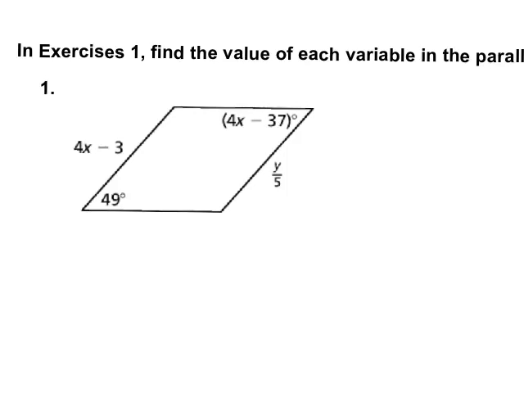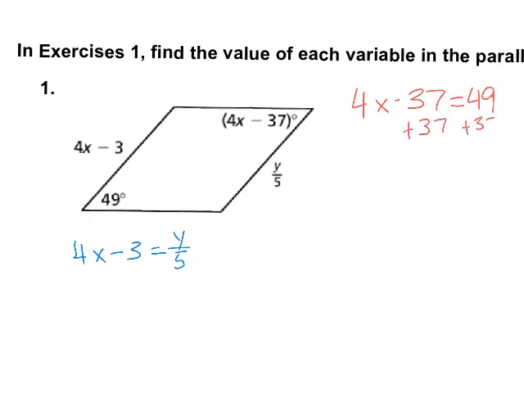Okay, so what 2 things can I match up here? 49, 4x minus 37 equals 49. Good, so 4x minus 37 and 49 I can match up. What else can I match up? 4x minus 3 equals y over 5. Good. So the blue one we can't solve yet, right? Because we have x's and y's, but the red one we can. So I would add 37 to both sides. So 4x equals 86. Divide by 4.